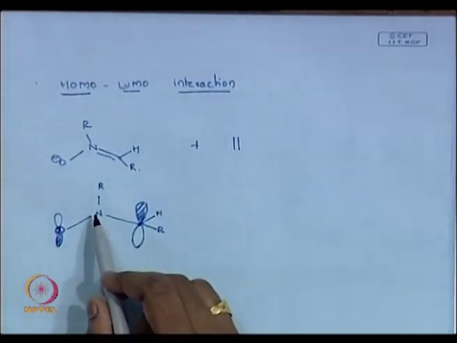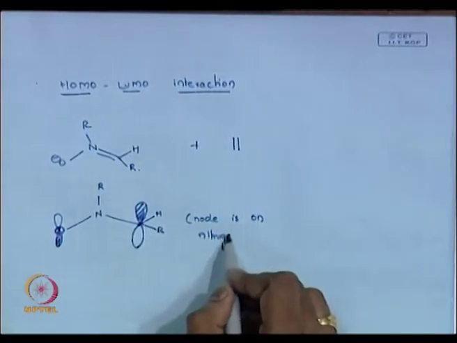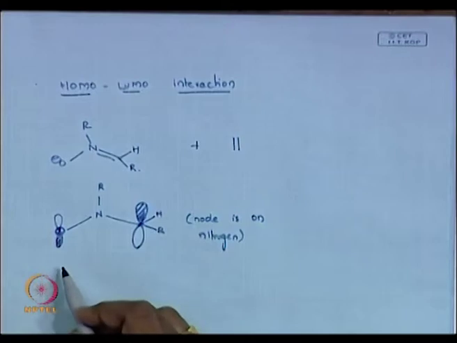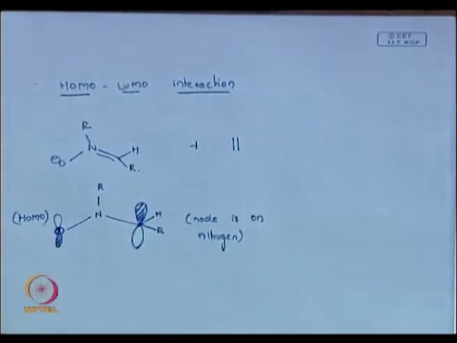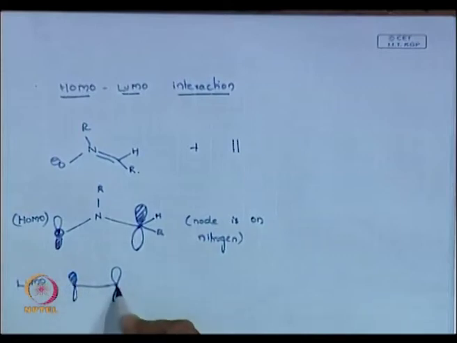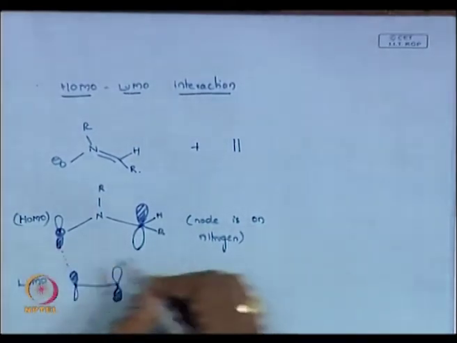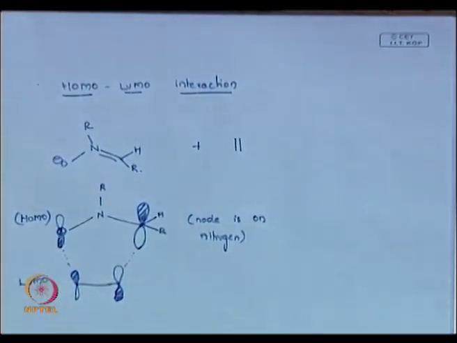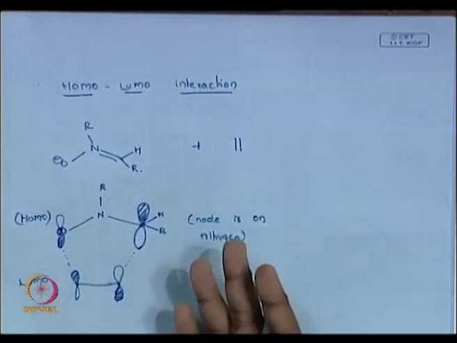So, basically the node is on nitrogen, because we are talking about 1,3. So, this is your HOMO. Now we will draw the LUMO of your dipolarophile. Fine. So, you can see the interactions are more like suprafacial. That is why this 1,3-dipolar cycloaddition reaction goes very nicely with thermal activation. Thermal activation suprafacially is allowed, just like your Diels-Alder reaction, it goes nicely.